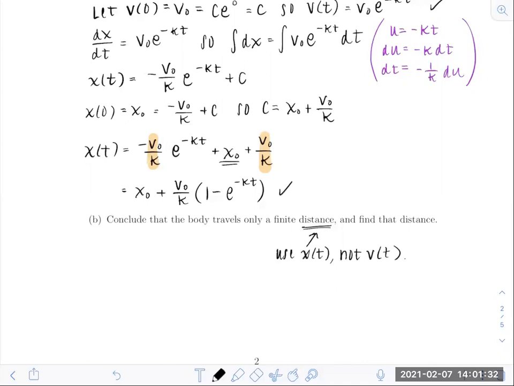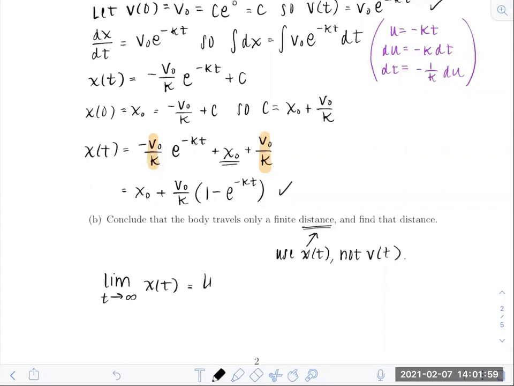And then we want to find that it travels a finite distance. So in other words, that this body is not traveling for eternity, rather that it's going to stop at some point. So that's some limiting behavior. We'd like to take a look at the limit as t goes to infinity of our position function. And if we're able to show that this is some finite value, then we're done. Then we've shown that it's finite, and whatever that value is will be our distance.